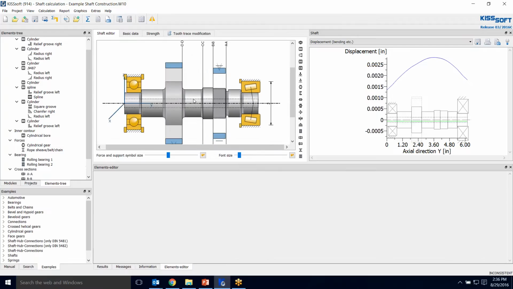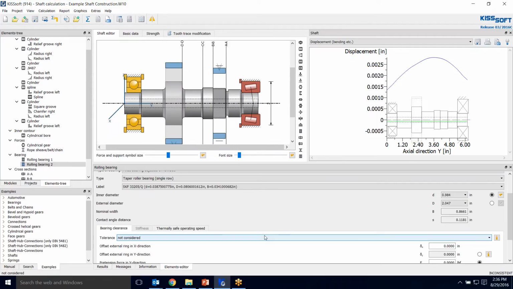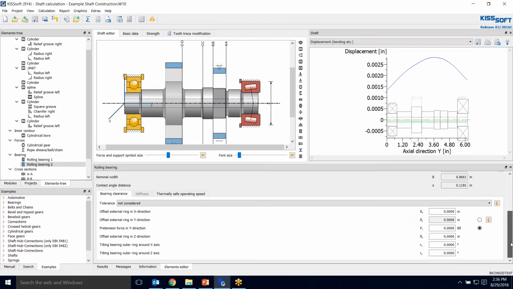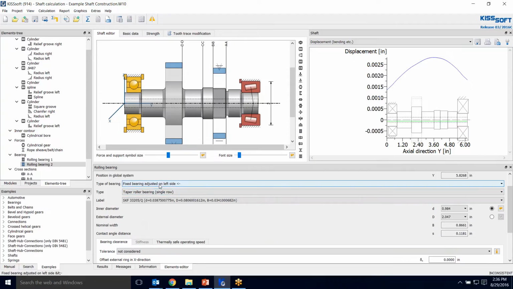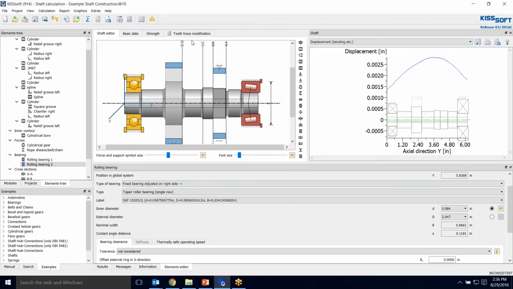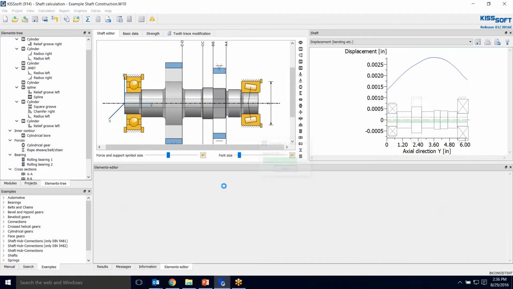preload it, okay? And so I'm going to grab this, and I'm going to come down here, and look at my offset. So I'm going to do a pretension load force of about 300 pounds. So I'm going to load this bearing in 300 pounds, and we might want to turn that actually to the right side, and then we're going to run this.